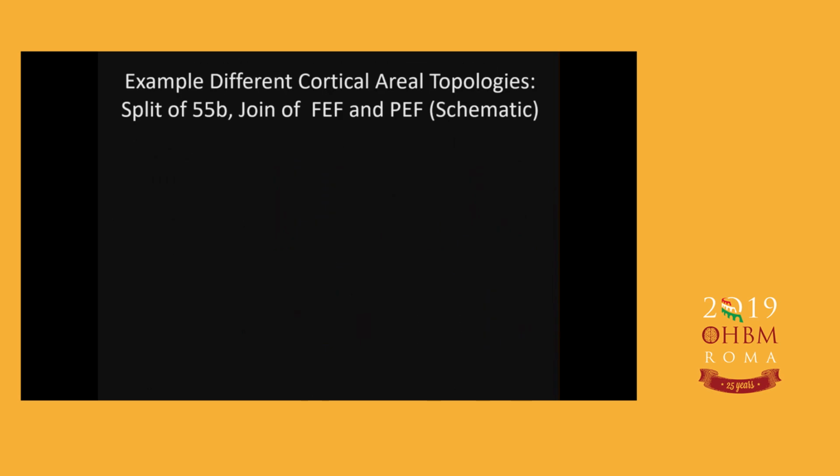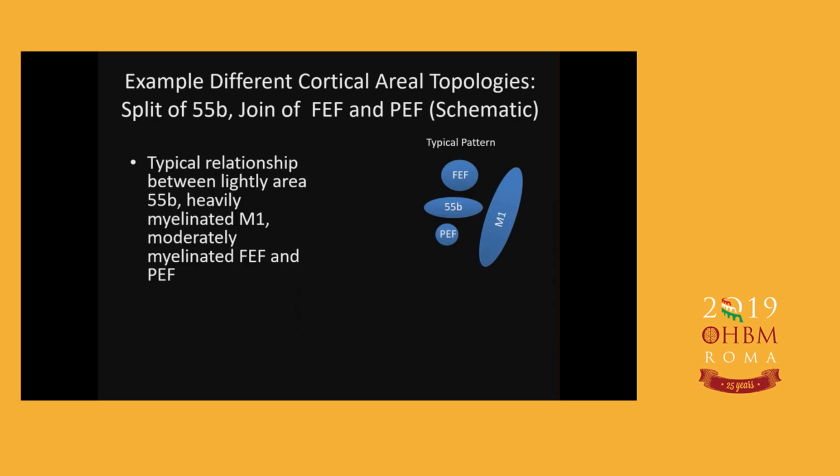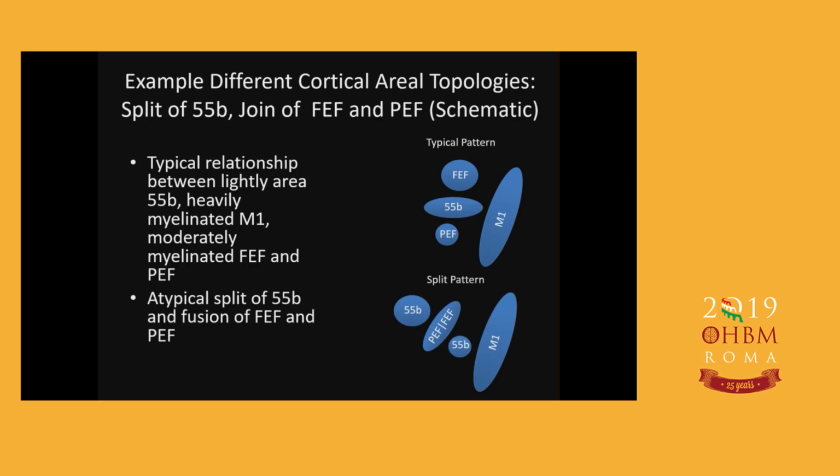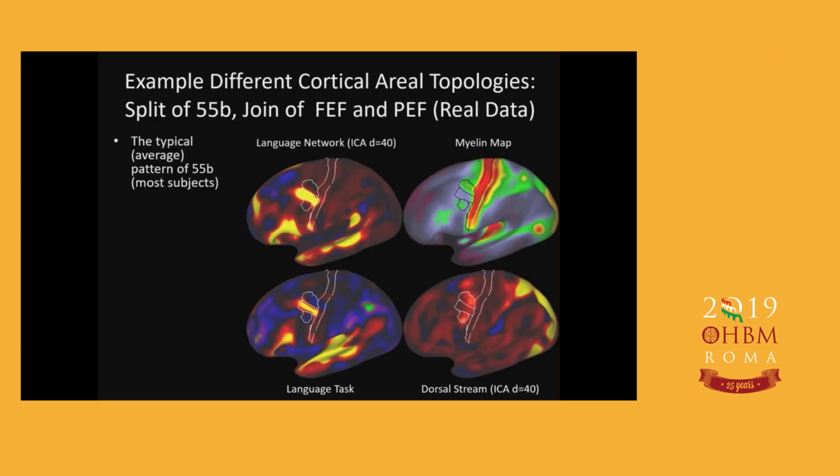What about a different topology, where 55B splits in half and the two I fields, FEF and PEF, join together? So here's our typical arrangement. We've got motor cortex back here, the two I fields, and 55B. Some subjects, though, have this pattern where 55B has split into two pieces and the I fields come together and fuse. What does that look like in real data?